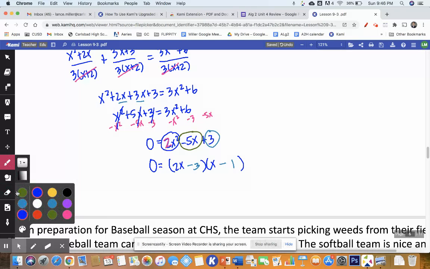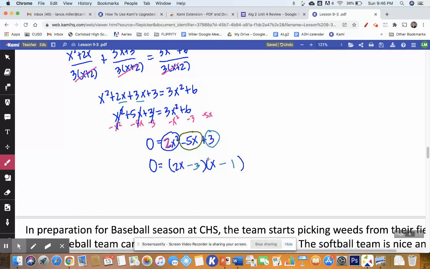Okay, at this point, factor times a factor equals 0. Something times something equals 0. You set each something equal to 0, okay? So we have 2x minus 3 equal to 0, and we have x minus 1 equal to 0. Solve each of these. I get 2x equals 3, x equals 3 halves. And I get x minus 1 equals 0, x equals 1.